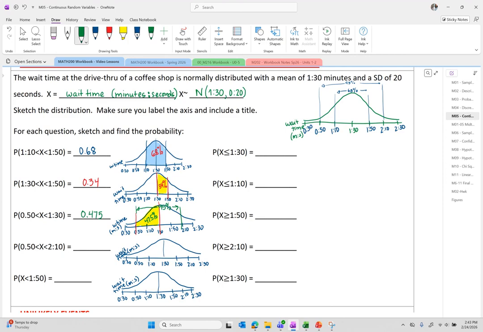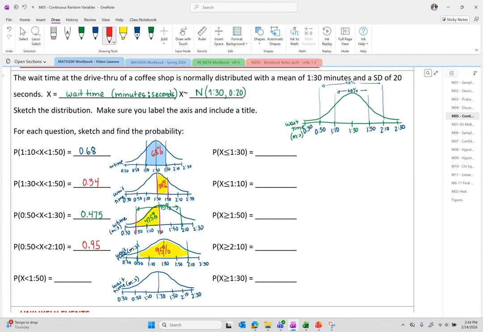To go from 0 minutes and 50 seconds to 2 minutes and 10 seconds, this is 2 standard deviations below the mean to 2 standard deviations above the mean. And from the empirical rule, we know that within 2 standard deviations lie 95% of the data. So we know that this value will be 0.95.